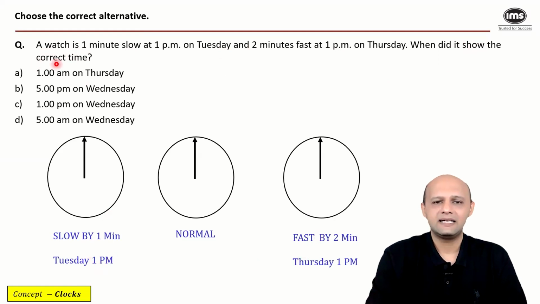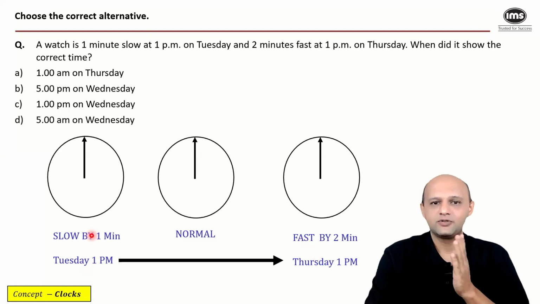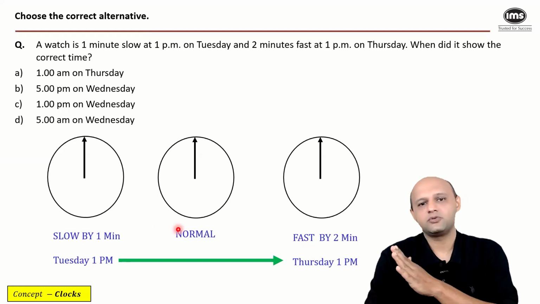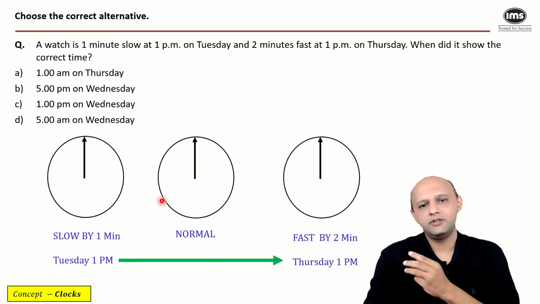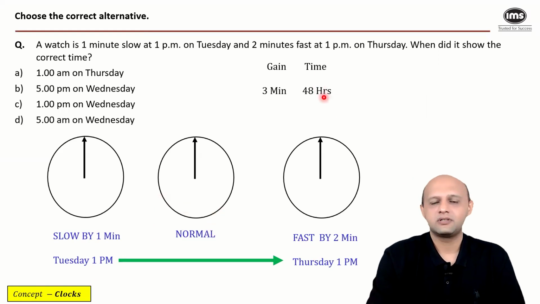When did it show the correct time? Basically, from this point to this one, has it lost or gained time? It was slow by a minute, and now it is fast by 2 minutes. So basically, it has gained time. How much is the gain? The gain would obviously be 3 minutes. So -1 to +2 on a linear scale. How much have you traveled? You have traveled 3 units. So basically, you have gained 3 minutes. So this 3 minutes gain is happening in how much time? It is happening in 48 hours.